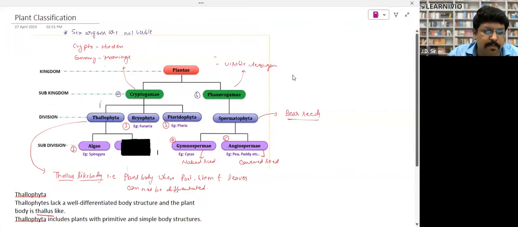Now come to the plant thing, right? Classification of plant. So look, plants have been classified again on the basis of their reproduction, right? We have classified plants into two categories: cryptogams and phanerogams. So crypto, you must have heard about cryptocurrency.